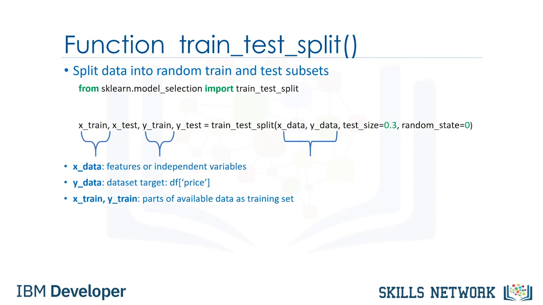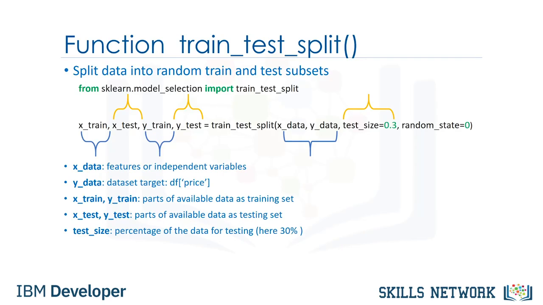The output is an array: x_train and y_train, the subsets for training, x_test and y_test, the subsets for testing. In this case, the test size is the percentage of the data for the testing set. Here it is 30%. The random state is a random seed for random dataset splitting.